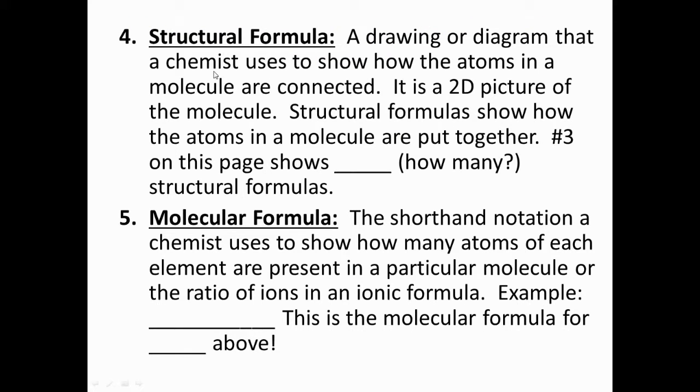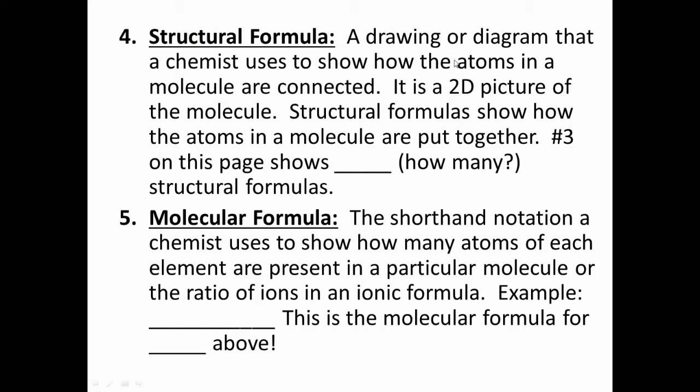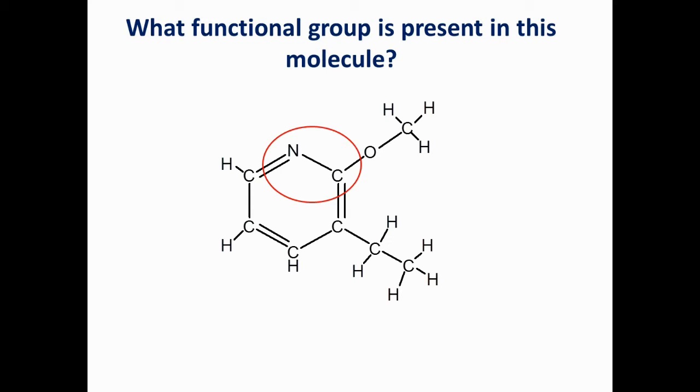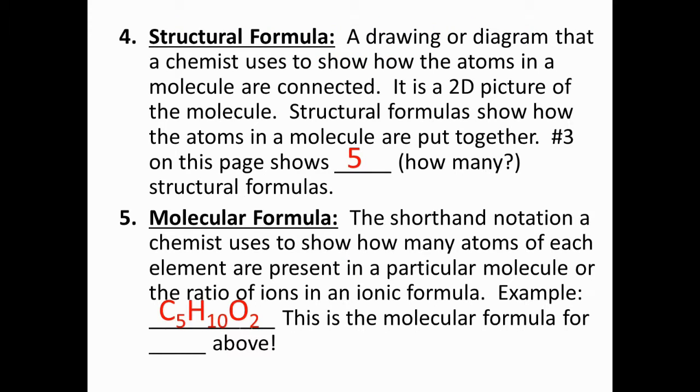These are all called structural formulas. What you're seeing here, this whole thing is a structural formula. So it's a drawing or a diagram that a chemist used to show how the atoms are connected. It's a 2D picture. And it says number 3 on this page, which is showing all the pictures of the functional groups. It's just telling you that it wants you to know that there are 5 structural formulas total.